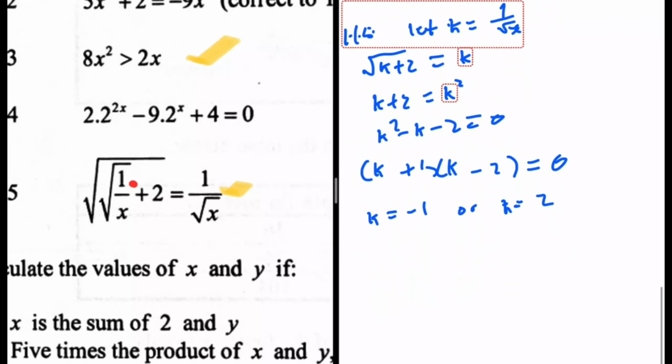So let's see if that makes sense. k is 1 over square root of x. This is equal to minus 1. Is that possible? No, it is not. So this cannot be possible.